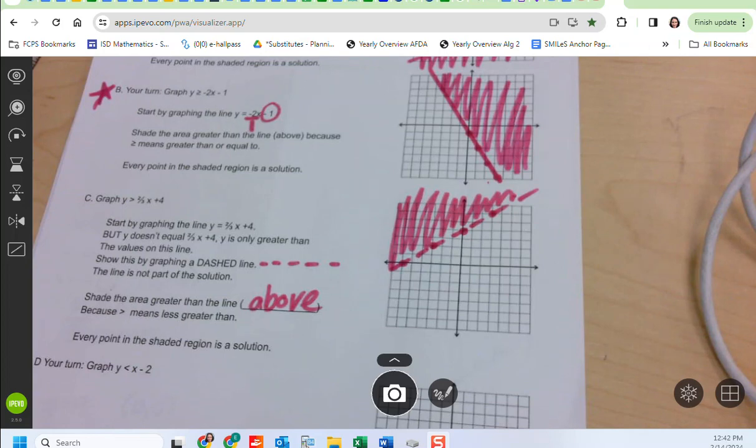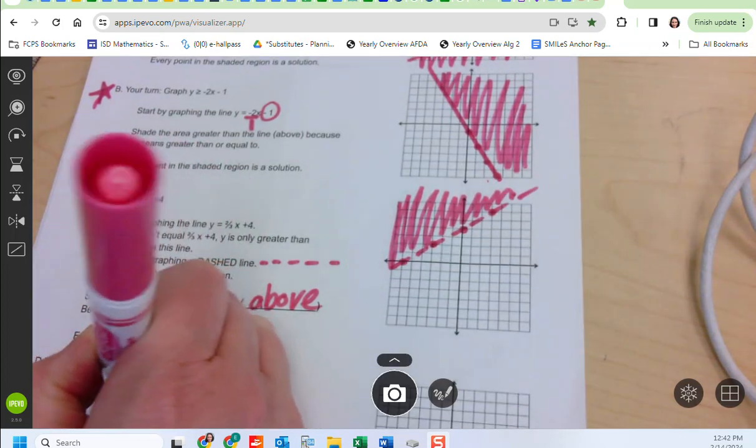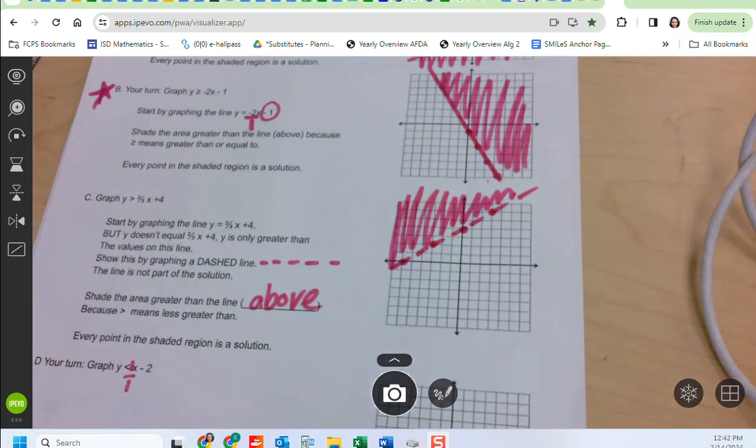All right, it's your turn to graph D. In D, there's no number in front of x. X is the same as how many x? Say it out loud, Anna. 1. Yeah, x is the same as 1x. So your slope you'll be using is 1 over 1. Okay? I need to see you guys doing D.